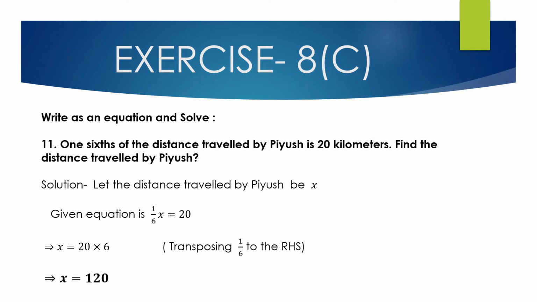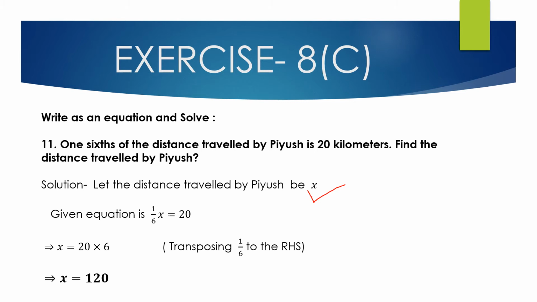Now we will solve question number 11. Question number 11 is: 1/6 of the distance travelled by Piyush is 20 kilometers. Find the distance travelled by Piyush. Suppose the distance travelled by Piyush is x kilometers. This is the expression given and we have to convert this expression into an equation and solve for the value of the variable x.